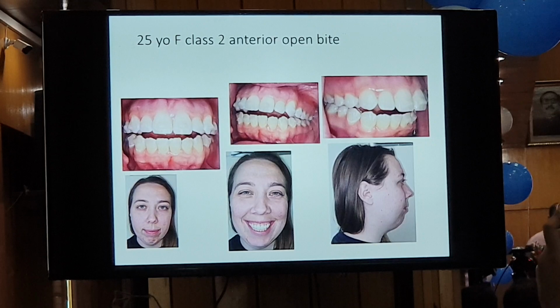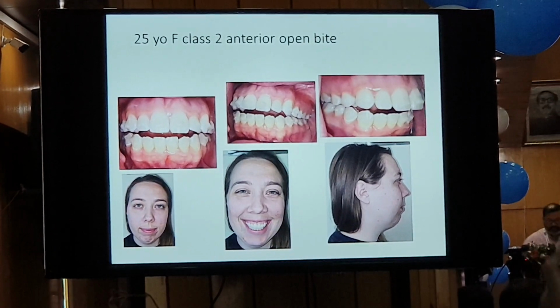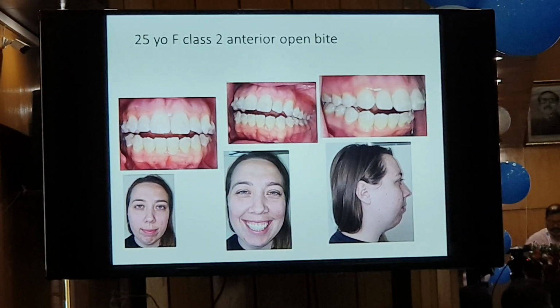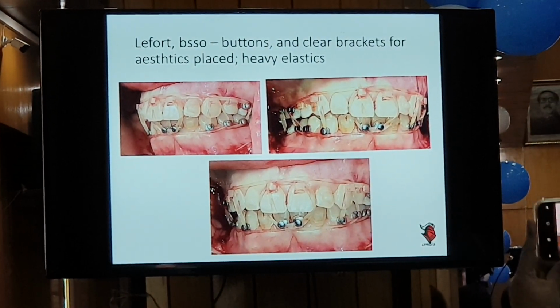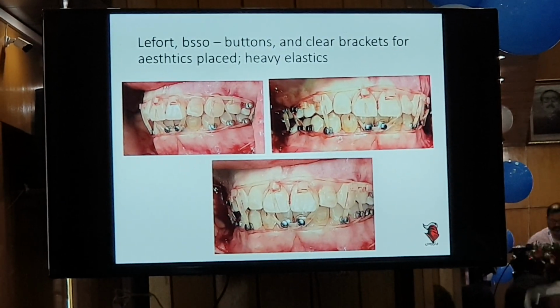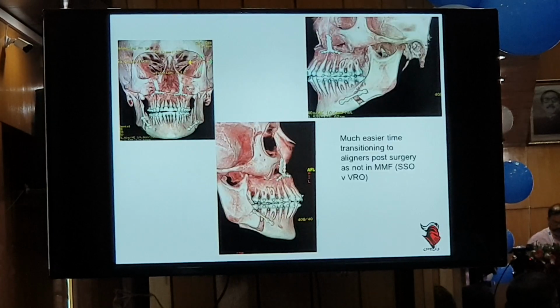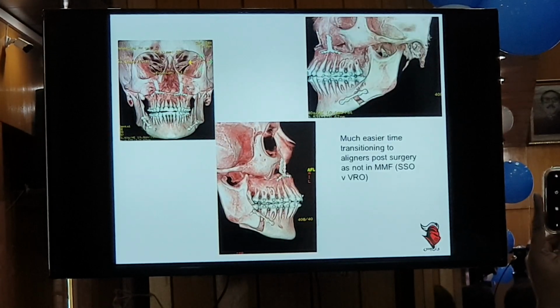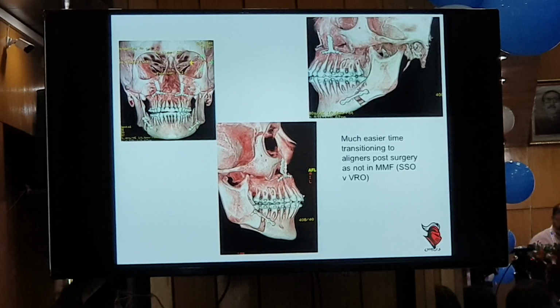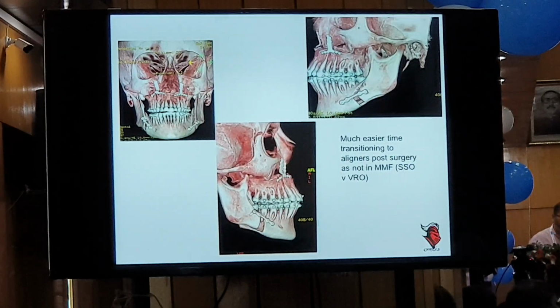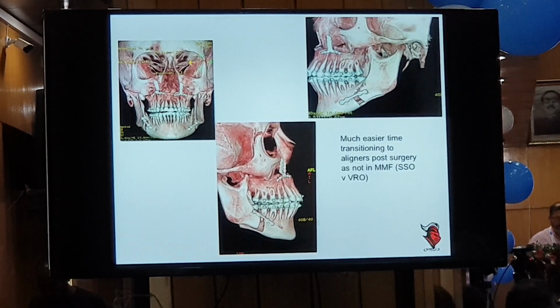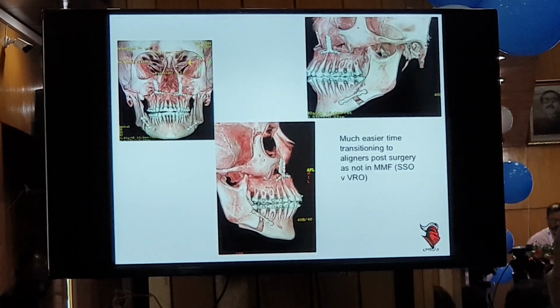This is an anterior open bite case that was being treated with Invisalign. Again, she had a sagittal split osteotomy to treat her. And then this is her post-op CT scan. And because of the sagittal splits being rigidly fixated, we were able to mobilize her much quicker and get the aligners in her much quicker compared to the VRO.